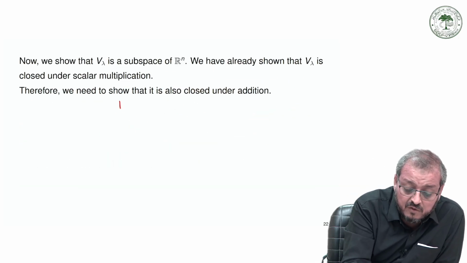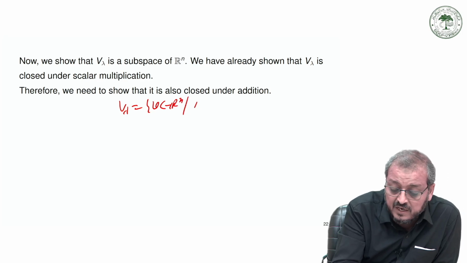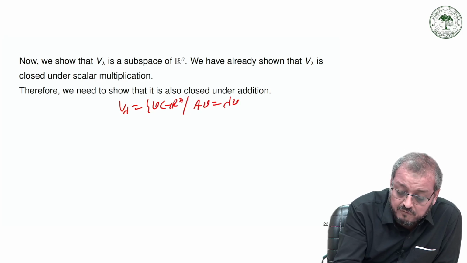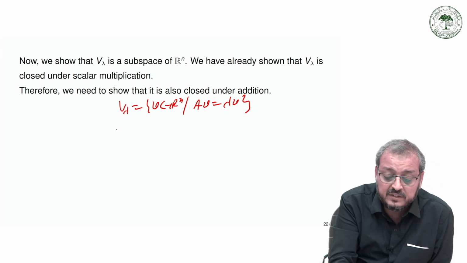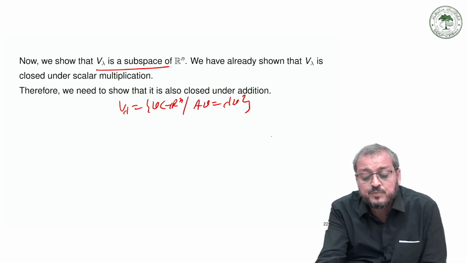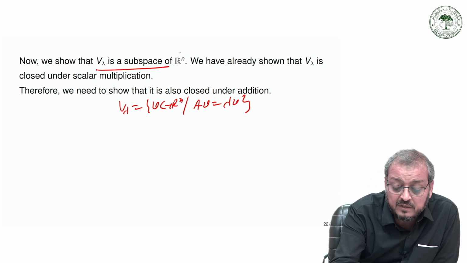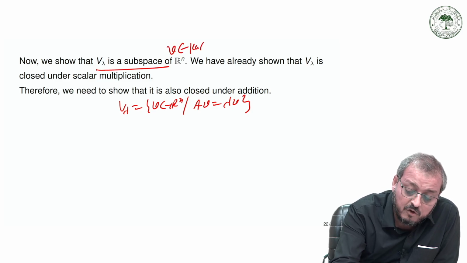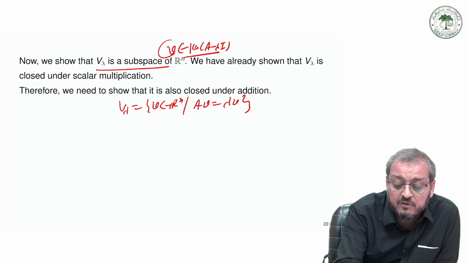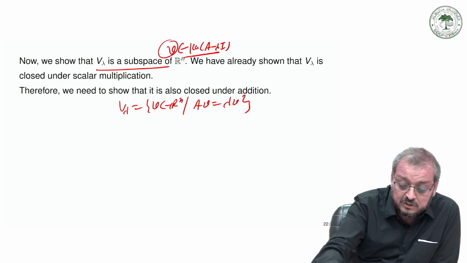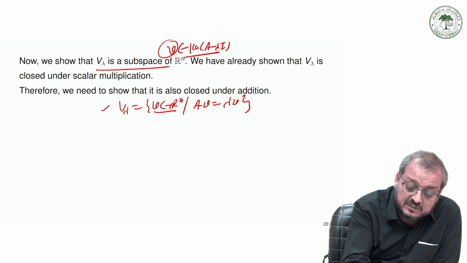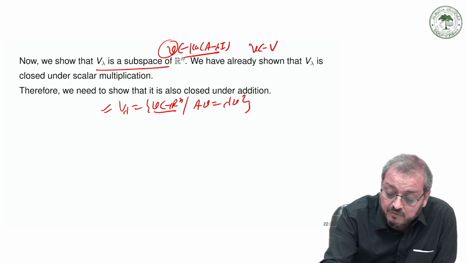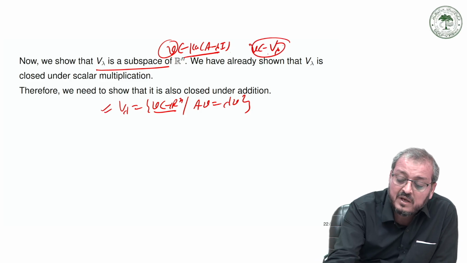V lambda is the set of v in R^n such that A v is equal to lambda v. Now we have to show that this V lambda is a subspace of R^n, because you know that an eigenvector v is an element of the kernel of A minus lambda I, and the kernel is a subspace. So this means V is an element of V lambda, and that means V lambda is also a subspace.